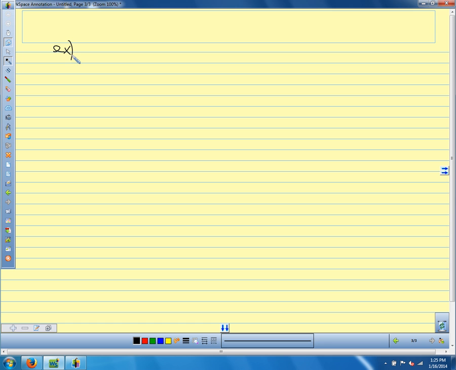So here's our example. We want to write z equals negative 2 plus 2i in trig form. So to write in our trig form, we need two things. We need r, our modulus, and we need theta.